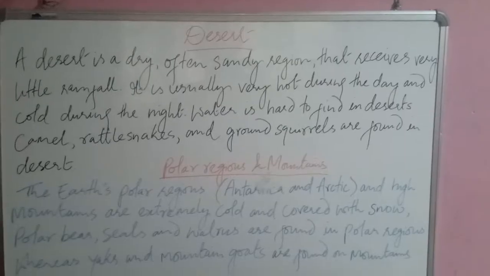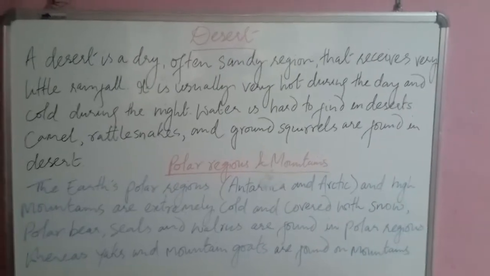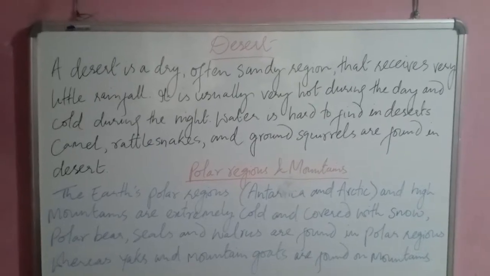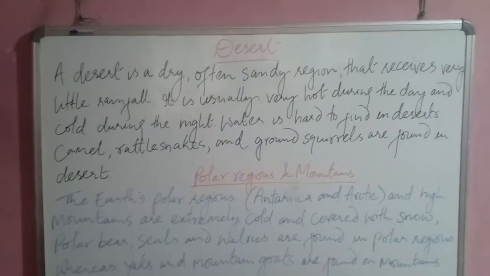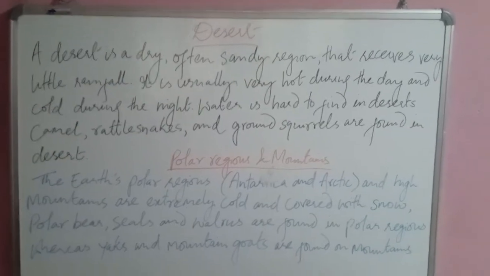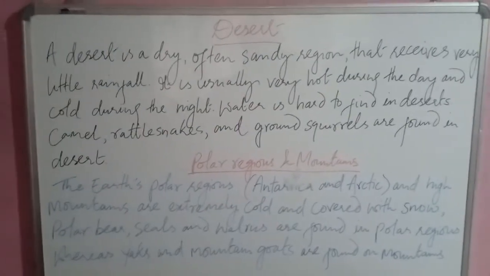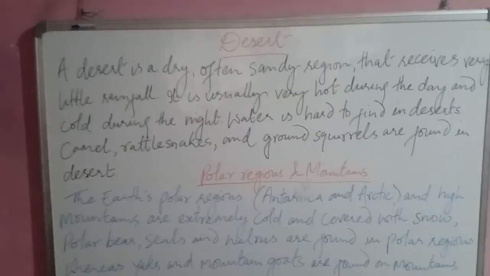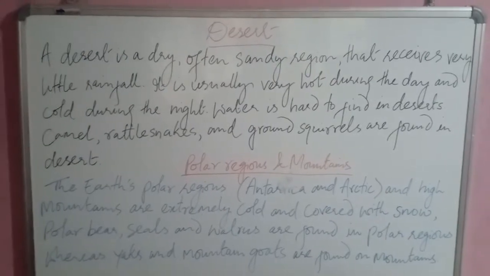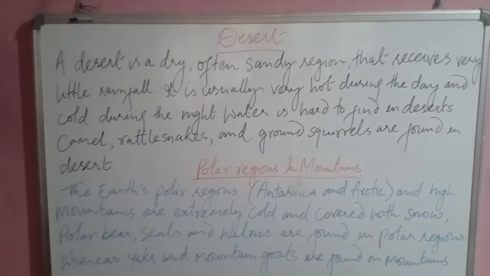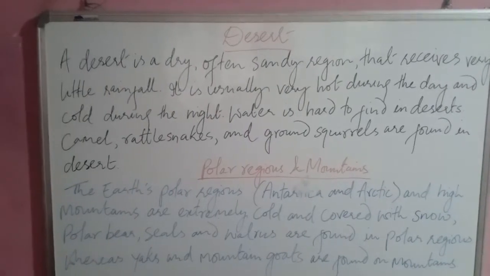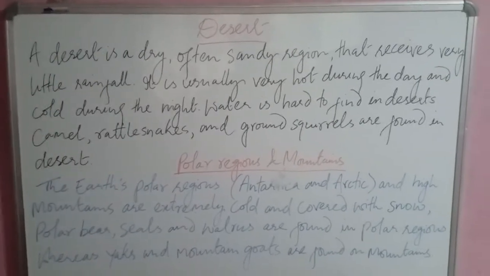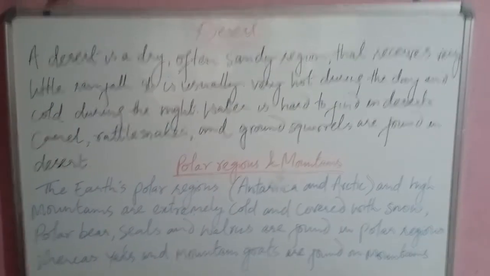Okay, the next habitat we have is desert. A desert is a dry, often sandy region that receives very little rainfall, which means it is very hard to find water there. It is usually very hot during the day and cold during the night. Water is hard to find in the desert, as obvious, right? So camels, rattlesnakes and ground squirrels are found in the desert. These are some of the animals which can be seen in desert areas.